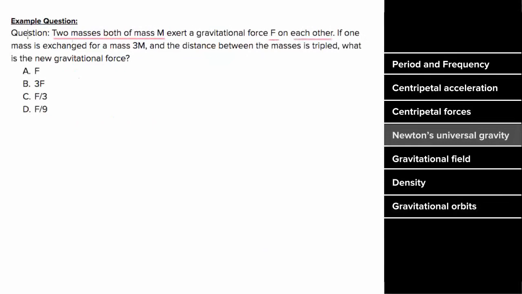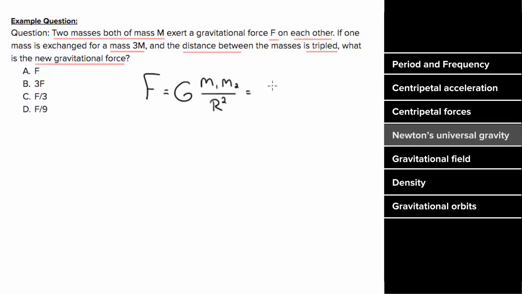If one of the masses is exchanged for a mass 3m, and the center-to-center distance between the masses is tripled, what would the new gravitational force be? We know the gravitational force is always big G times one of the masses multiplied by the other mass divided by the center-to-center distance squared.